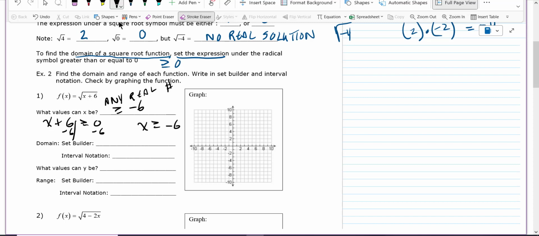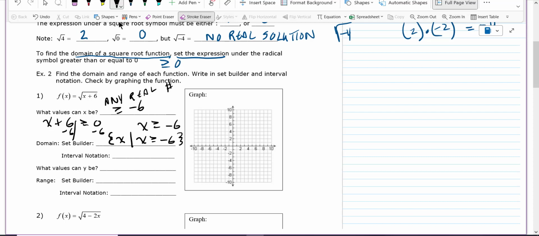So if you write the domain in set builder notation, you're going to say set of x such that, and then you're just going to say x is greater than or equal to negative 6. You don't need to write that in words. You just need to write what the solution of that inequality was. Okay?